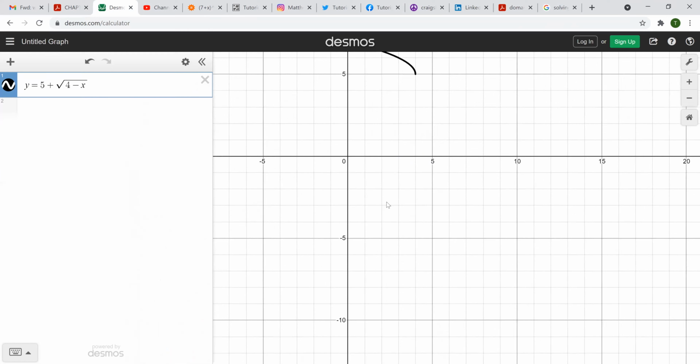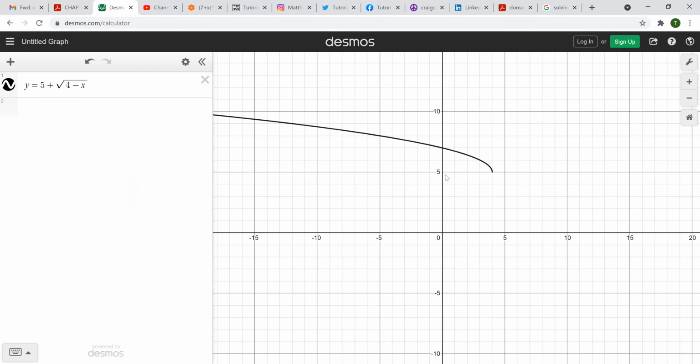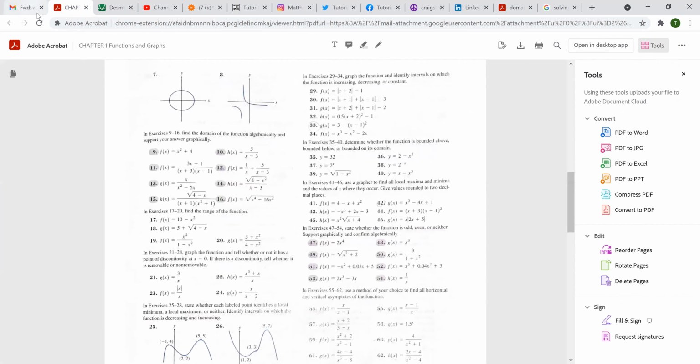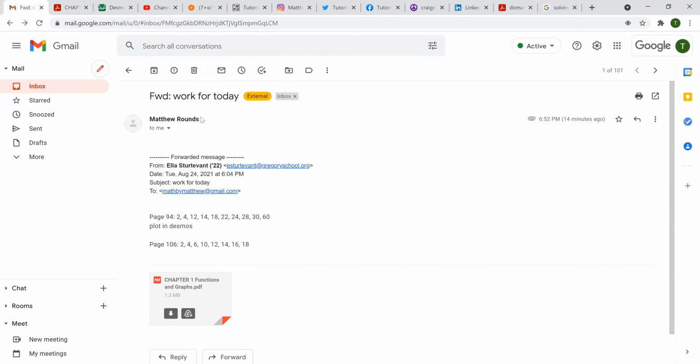Okay. Zooming out to see stuff, things like that. Okay, so which question are we up to? That was 18, I just wrote that down. What's the next one? We've got 20, 22.